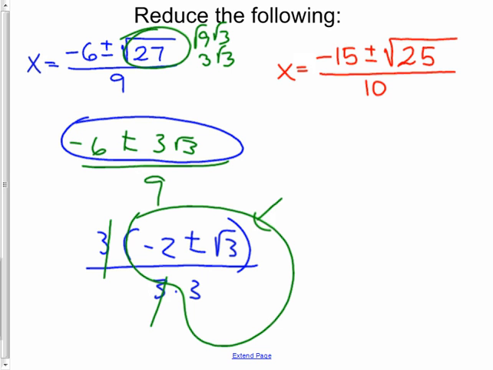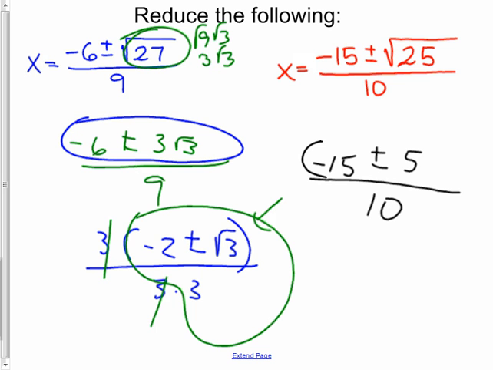This one's so easy it freaks people out sometimes. You're thinking, well, this must be more complicated, but it's not. Square root of 25 is just 5. Now, can I do some more canceling? Yeah, I can. If you want to do some more canceling, you can.